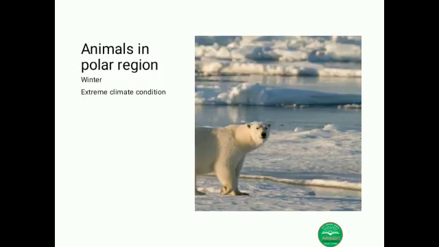Animals in polar region. In the polar regions, animals have to face extreme winter. Since it is difficult to survive in such extreme climate, some birds living in these regions move to warmer regions. They return to their native places once the conditions are favorable again. This is known as migration. For example, polar bear.